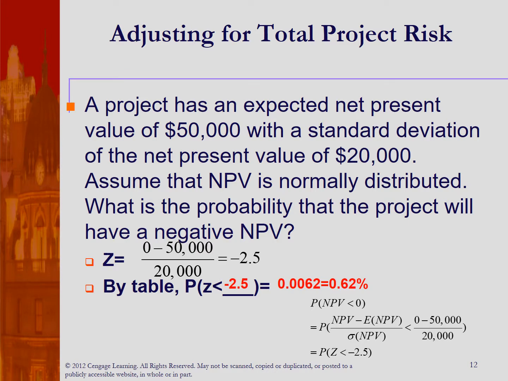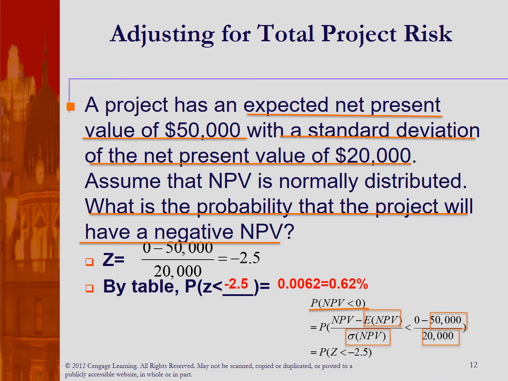Practice problem. You are required to find out the probability that the project will have a negative net present value. That is, we are interested in the probability of the net present value less than 0. Because the net present value is normally distributed, we can transform it to the z-score by subtracting the expected value and then dividing by the standard deviation. That is, we want to find out the probability that the z-score is less than -2.5. We obtain the probability equal to 0.62% from the table at the back of the textbook.